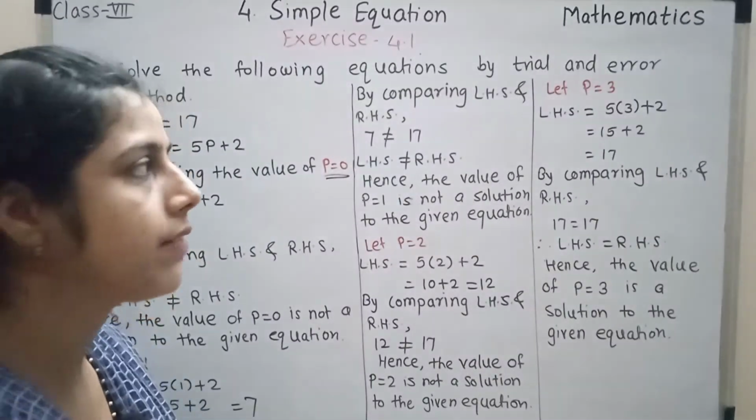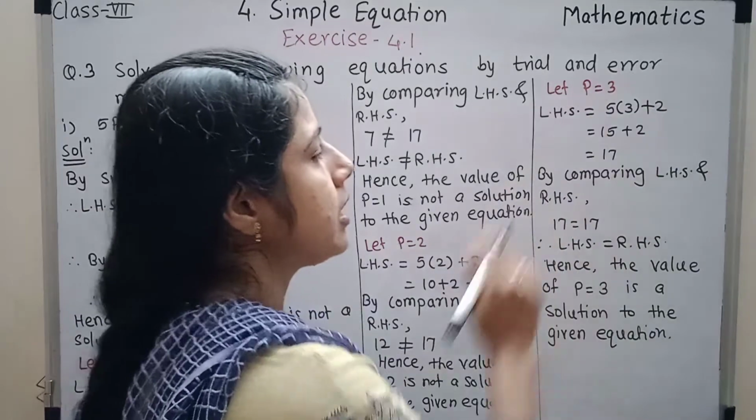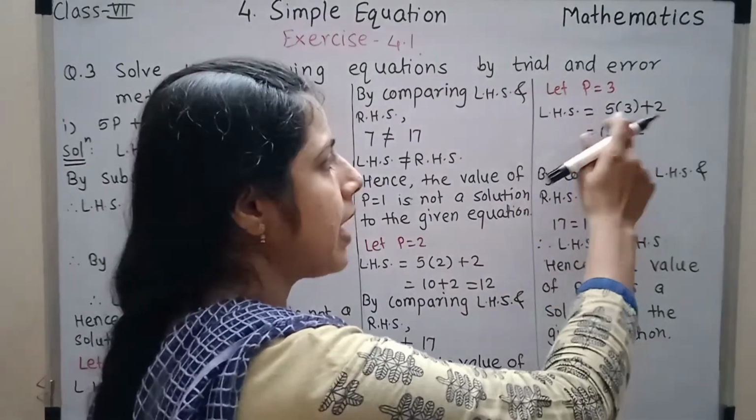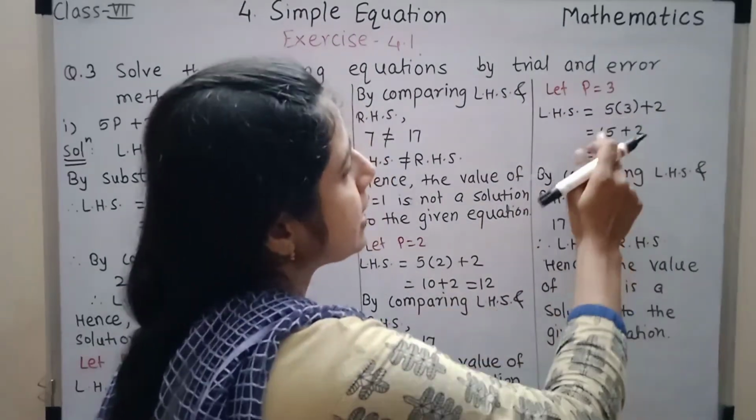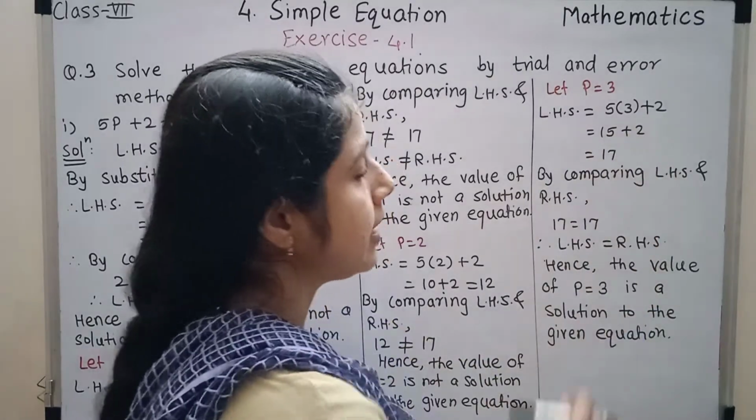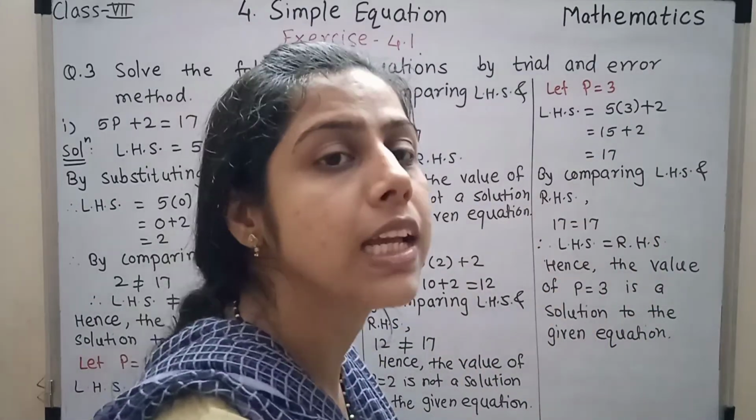Now continuing with the same, let p equal to 3. तो LHS क्या आ जाएगा आपका, 5 into 3 plus 2. So 5 3 is 15 plus 2 is what, 17. तो LHS हमने यहाँ पे कैलकुलेट किया है 17.